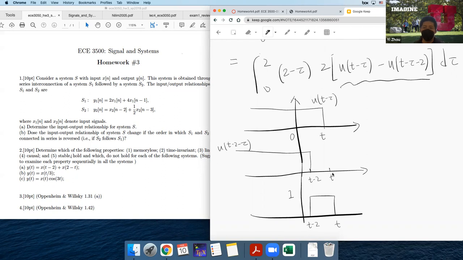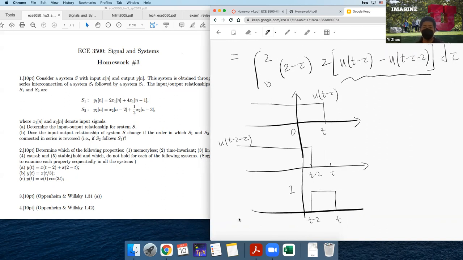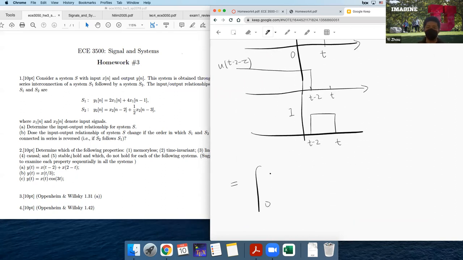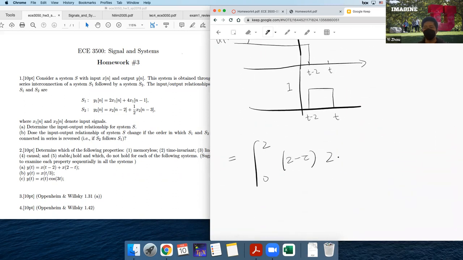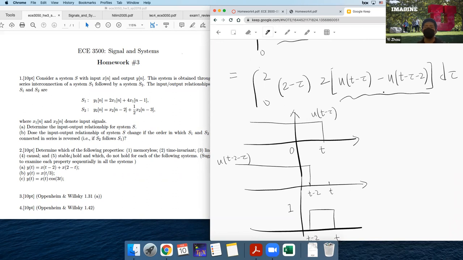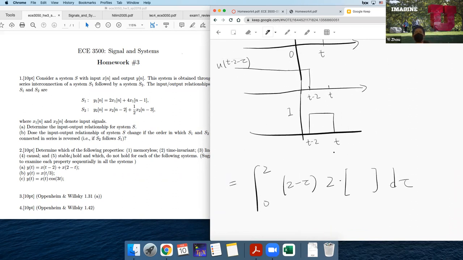Okay. Therefore, it's a little bit more complicated, because now you have, let's write it down, the integral from 0 to 2 of (2 minus tau) times whatever is inside this bracket. We just showed that it is a window function between t minus 2 and t, which is to restrict the integration between t minus 2 and t. But then the integration is now currently restricted between 0 and 2. So we need to discuss these two intervals.